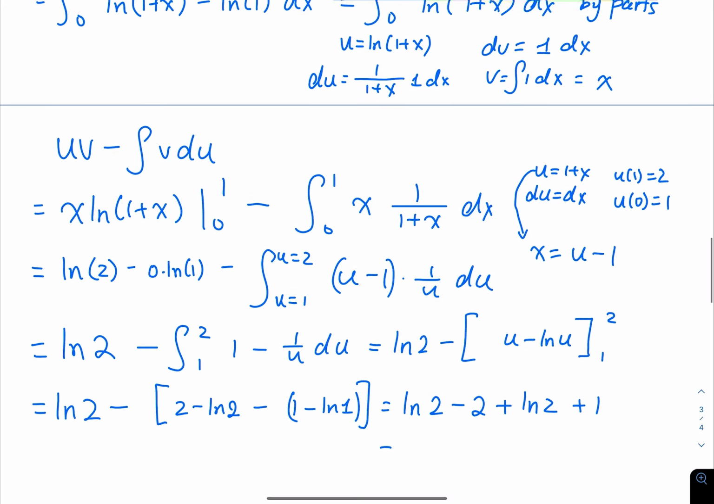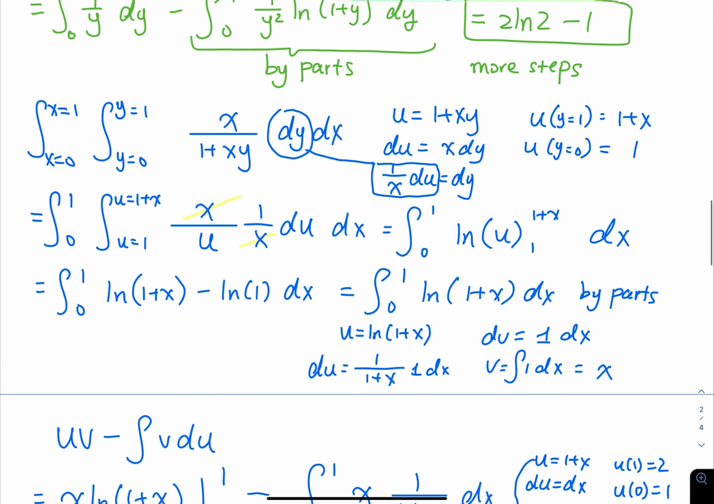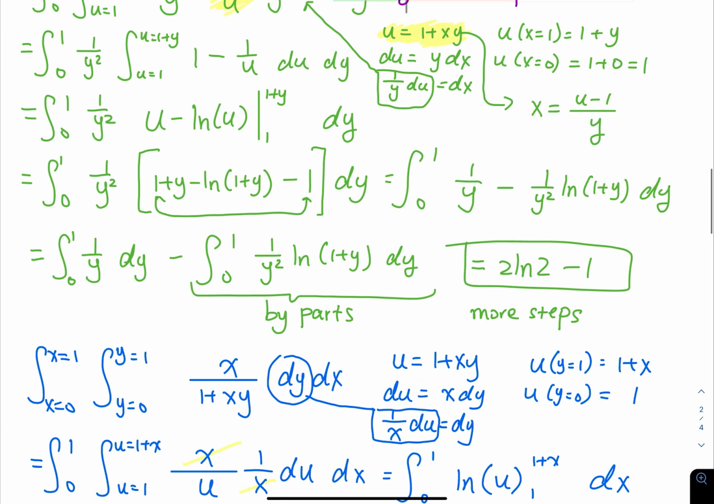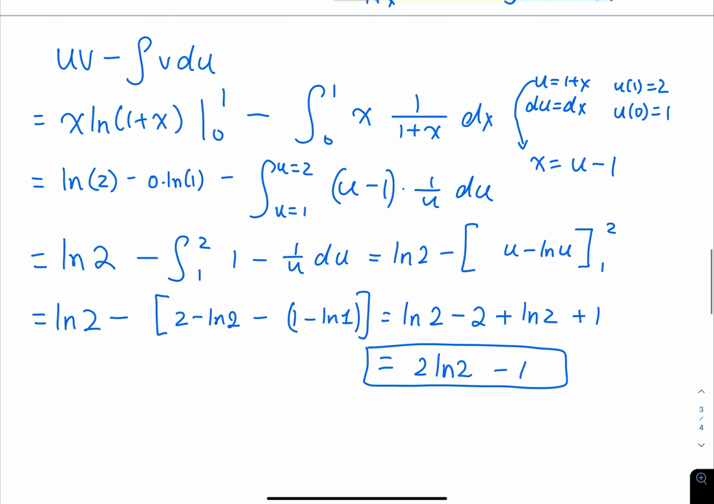So this one we have 2 ln 2, 2 copies of that. Negative 2 plus 1 is a negative 1. So which is the answer? That is the same as the one using dx dy, this is dy dx. I skip the integration by parts for that one, but you can try, it isn't that hard to do. That is 2 ln 2 minus 1, and this is 2 ln 2 minus 1.